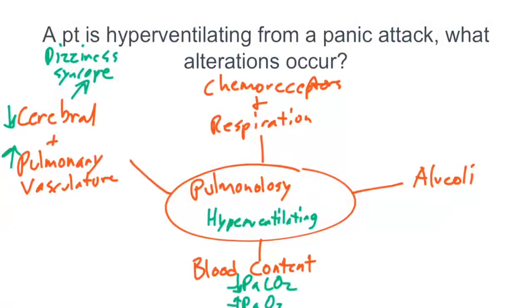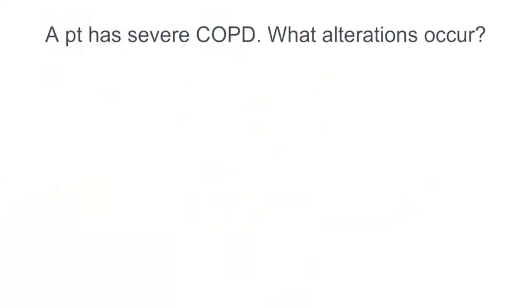The increase in oxygen and decrease in carbon dioxide would cause decreased stimulation of the peripheral chemoreceptors. However, respiration would not decrease. After all, that's the original problem. So ventilation would remain high. So let's do another question. Let's say a patient has severe COPD. What alterations can occur in this patient?